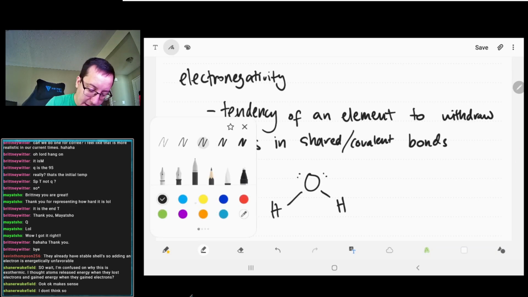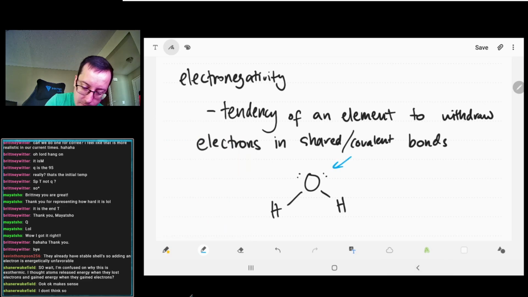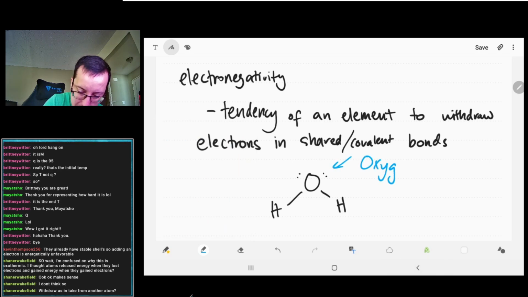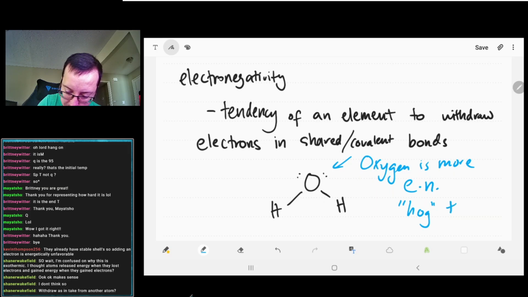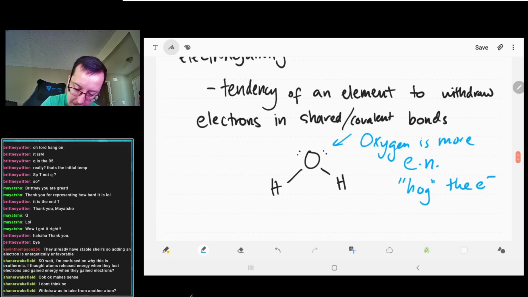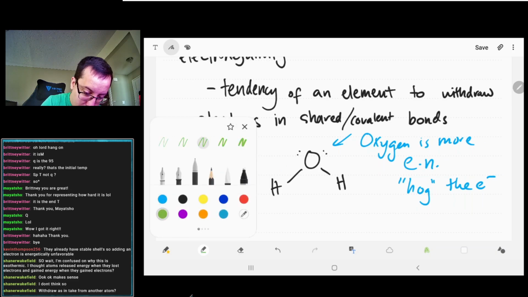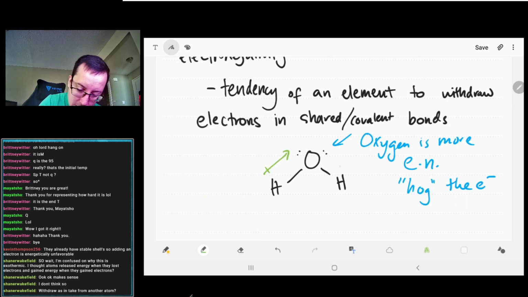And we're going to see that oxygen is more electronegative. Exactly. So it's going to hog the electrons. And so we're going to see that the electrons are going to move. I'm going to do this in a different color. Let's have green. We're going to see that it's going to kind of hog the electrons it's sharing with hydrogen.